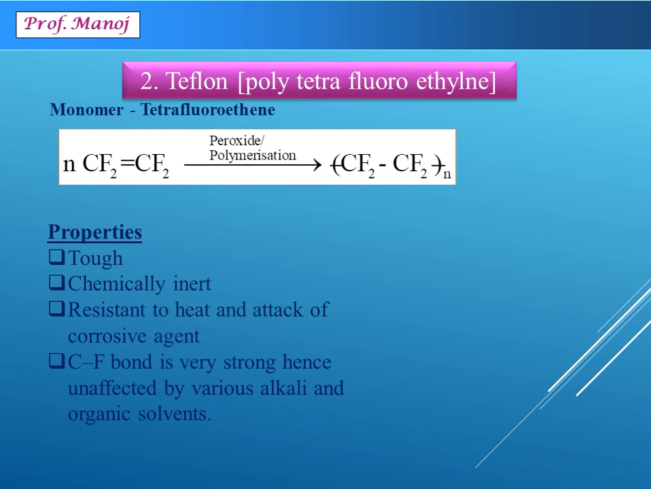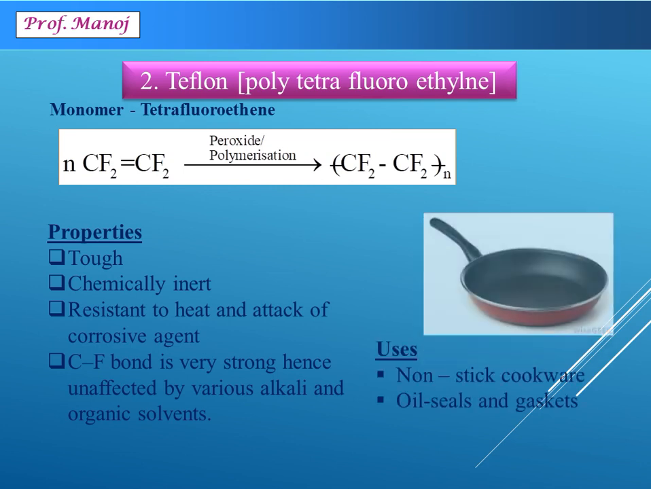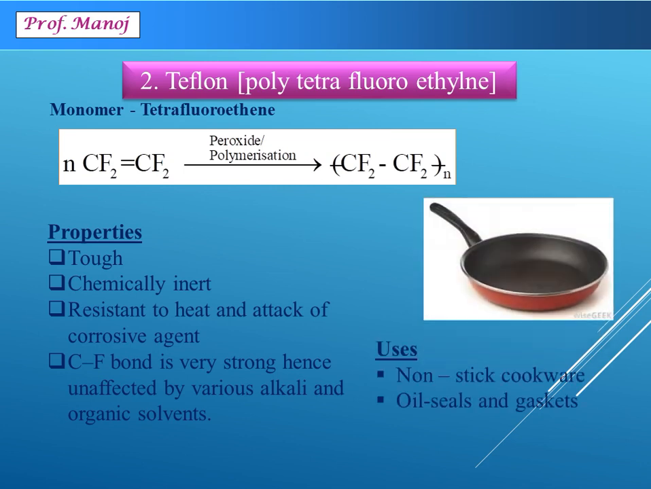Teflon is chemically very tough. It is even chemically quite inert and it is resistant to heat and attack of strong corrosive chemicals. All these things happen because the carbon fluorine bond is very strong and it is unaffected by various alkali and organic solvents. Teflon is used in making non-stick cookware, oil and seal gaskets of machinery.